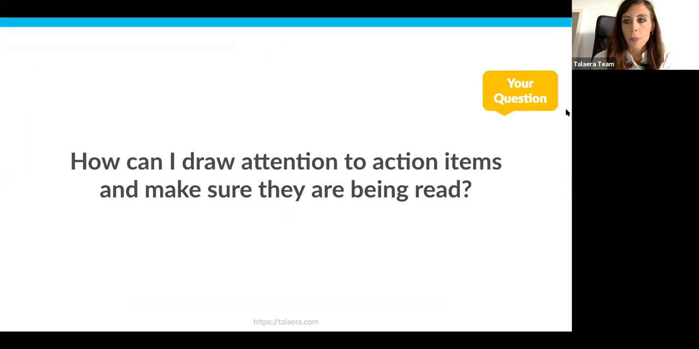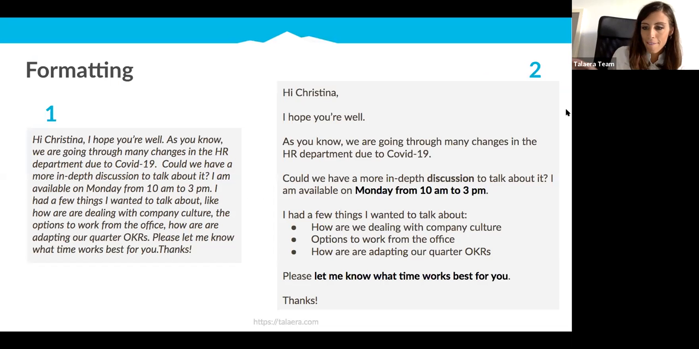This was one of your questions, by the way, exactly the way I received it. How can I draw attention to action items and make sure they're being read? Formatting. Email number 1, the one on the left, and email number 2 have exactly the same number of words, the same information, the same kind of explanations, the same level of formality, everything the same, except one thing, and that is formatting.